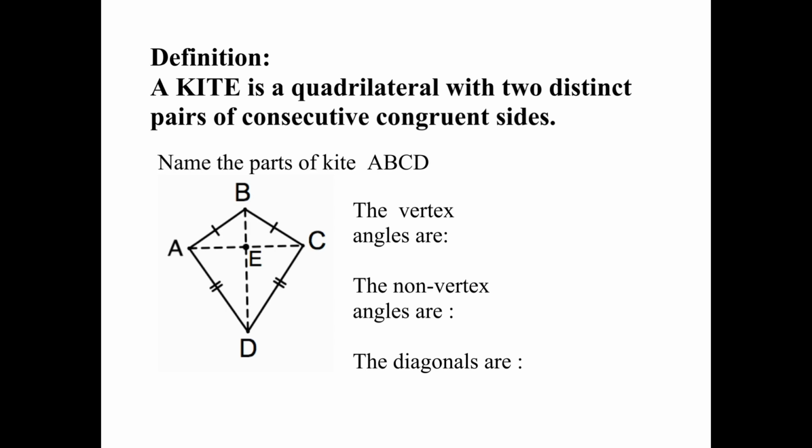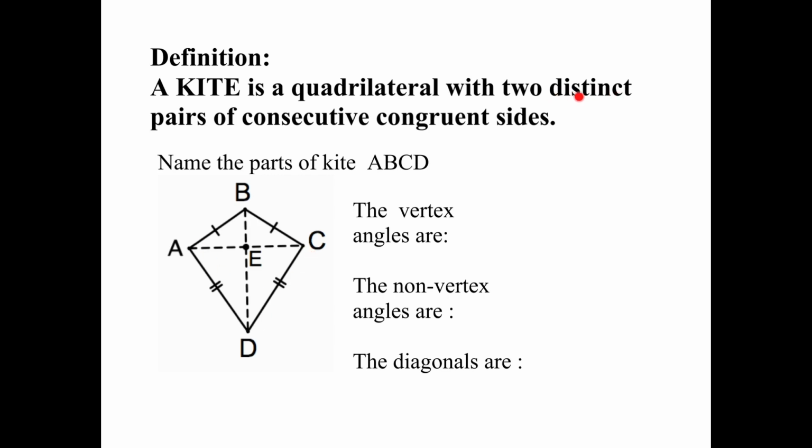So we're going to focus this lesson on the kite. So a kite is a quadrilateral with two distinct pairs of consecutive congruent sides. So let's break this down a little bit. Distinct pairs means that it is just going to be a pair of congruent sides. So the top two sides of the kite are congruent, and then the two longer bottom sides are congruent.